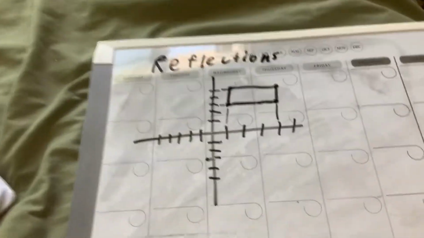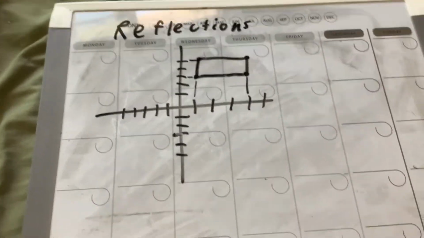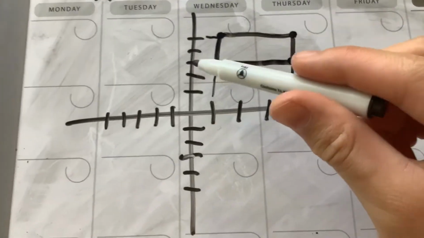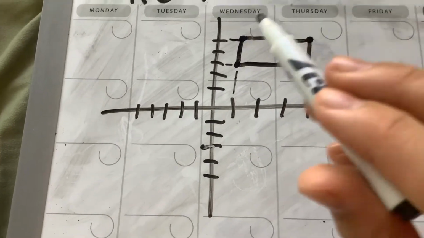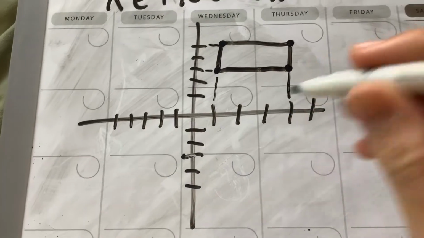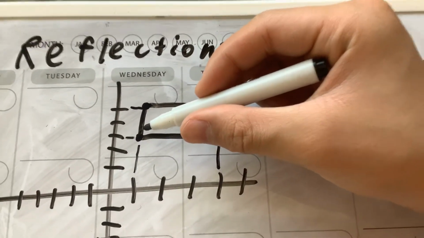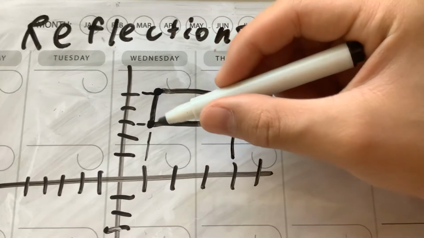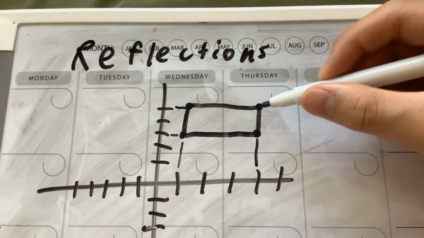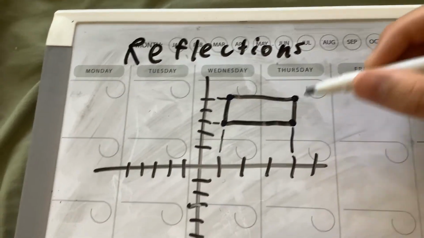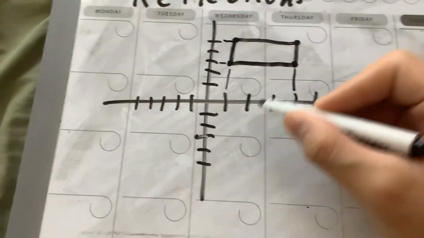Anyways, today we'll be learning about reflections. As you can see here, this is an x, y graph. This point is 1, 3. This point is 1, 5, 4, 5, 4, 3. So, you would want to do a rotation.